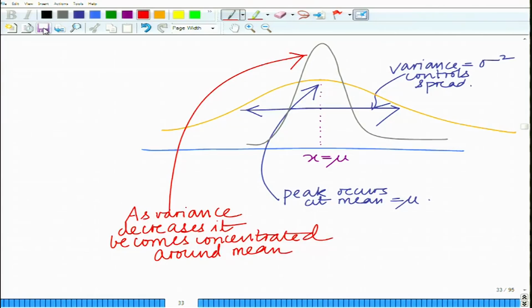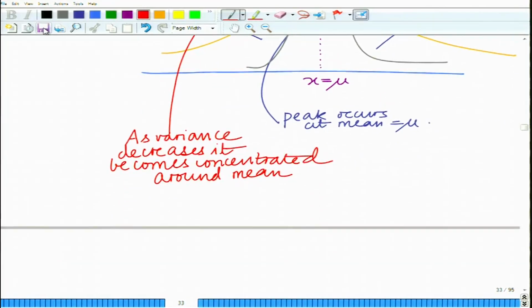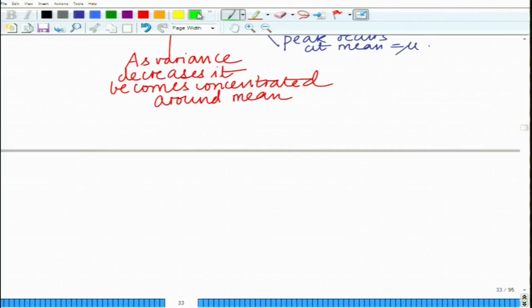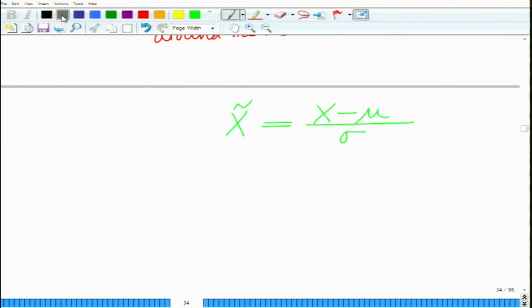As the variance decreases, it becomes concentrated around the mean. Okay. Now one can define a new random variable x tilde by subtracting the mean and dividing by the square root of the variance, or sigma, which is the standard deviation. So, this x tilde is derived by subtracting the mean and dividing by the standard deviation sigma.